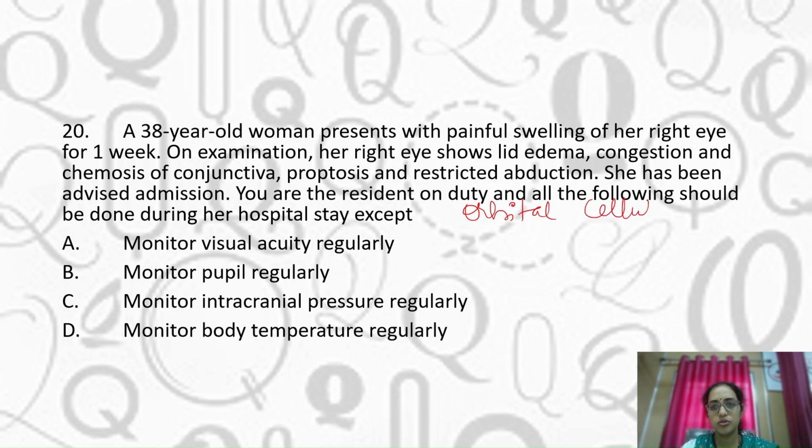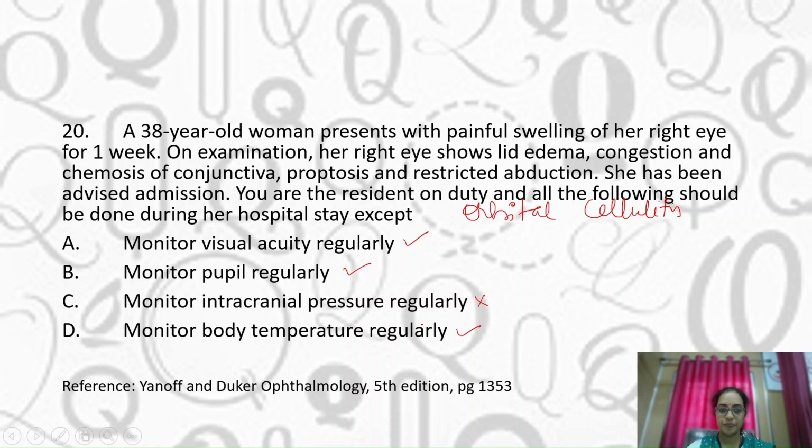Okay, so how do you take care of this patient? So you would monitor visual acuity regularly. Why is that? You want to see if there is affection of the optic nerve. Yes. So you want to monitor the pupil regularly. Yes. Monitor intracranial pressure. No. Why is intracranial pressure needed in a case of orbital cellulitis? Monitor body temperature. Yes. So all these points help you to look for the complications that can occur following orbital cellulitis. So the right answer here is C.